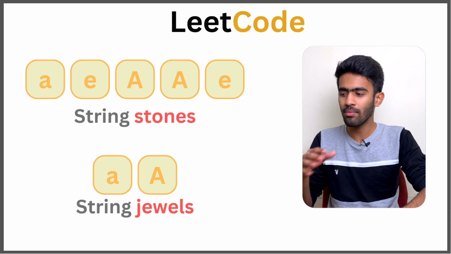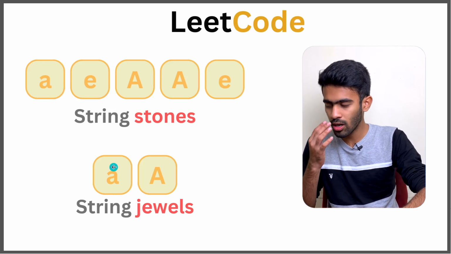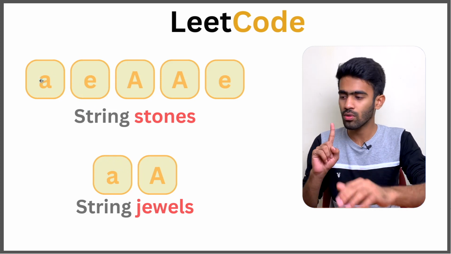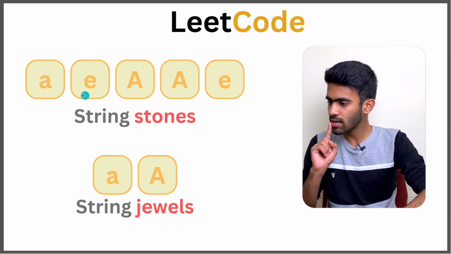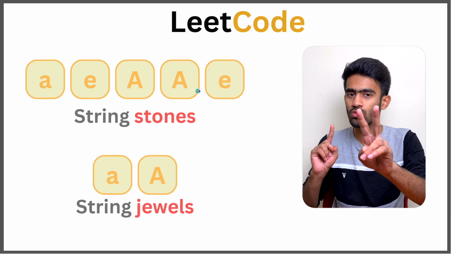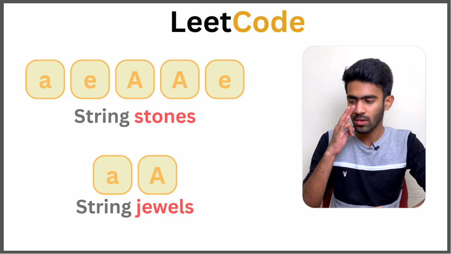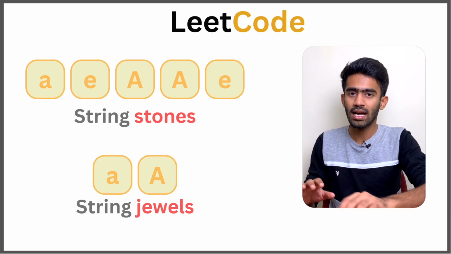Let's do that manually first of all. We have small a here. How many small a do we have? We have one small a. So jewel count is 1. And we have a capital A here. How many capital A do we have? We have 2. So 1 plus 2 is 3. So total jewel count is 3. That would be the answer for this question.